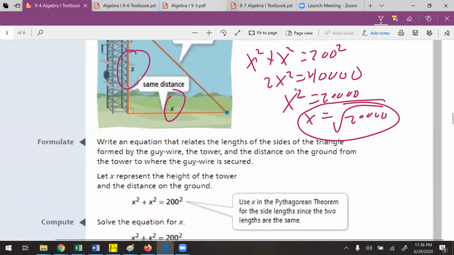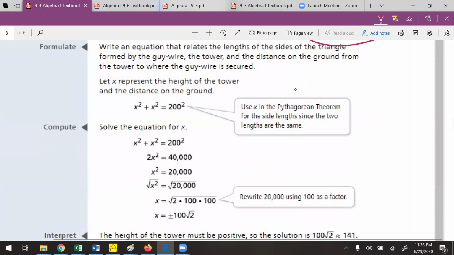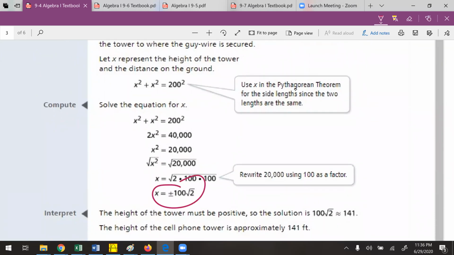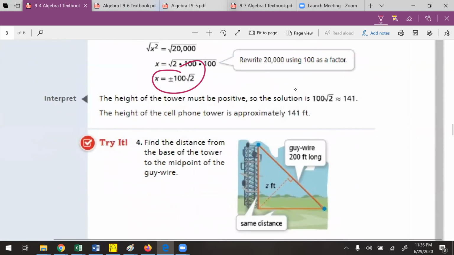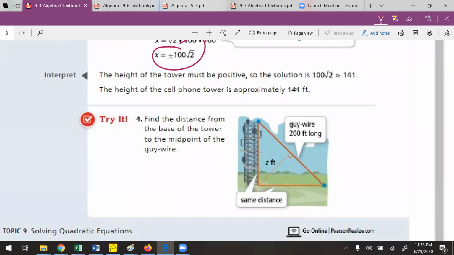And that's the exact answer, essentially. Okay, so it's approximately 141. Now let's find the distance from the base to the midpoint.